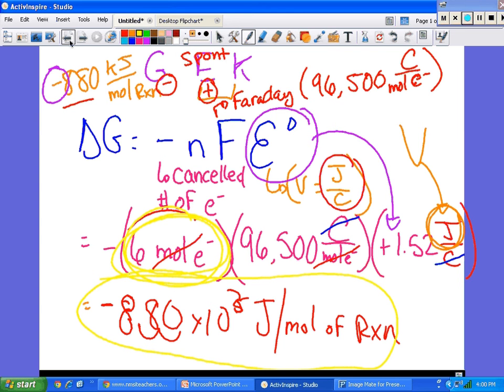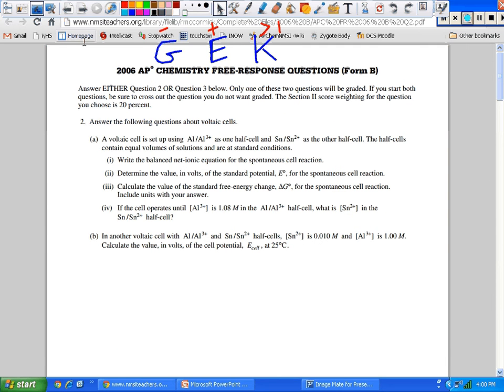Okay, let's go back. Calculate the, no, excuse me, 4. If the cell operates until the aluminum ion concentration is at 0.108 in this cell. Now, we've already determined what did aluminum go through, oxidation or reduction? Oxidation.